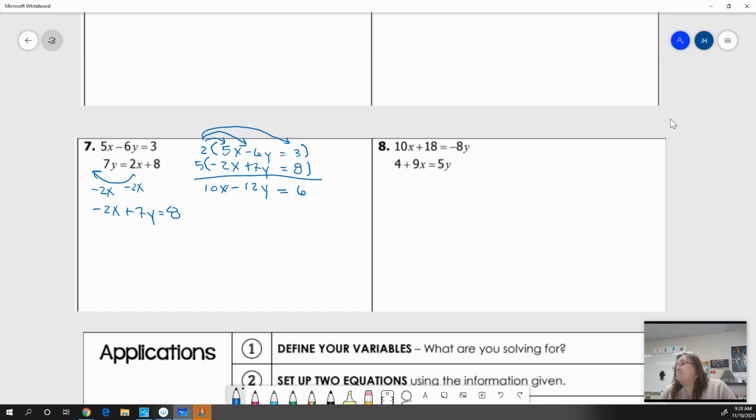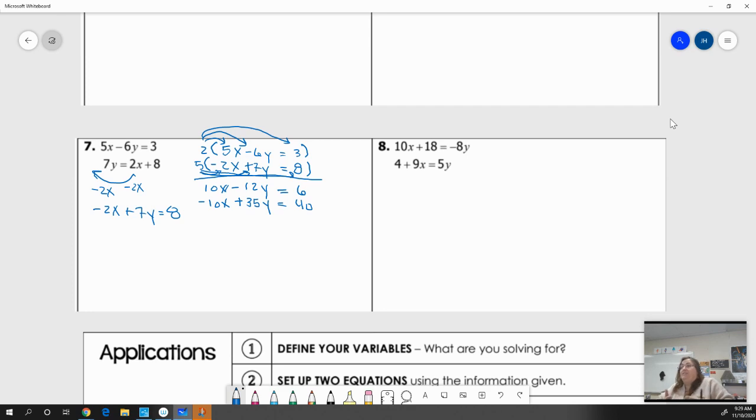Now I'm going to do it to the bottom equation. I'm going to go 5 times negative 2 is negative 10x. Whole reason for doing it, right? 5 times 7 is 35y. And 5 times 8 is 40. So now I created these two equations.